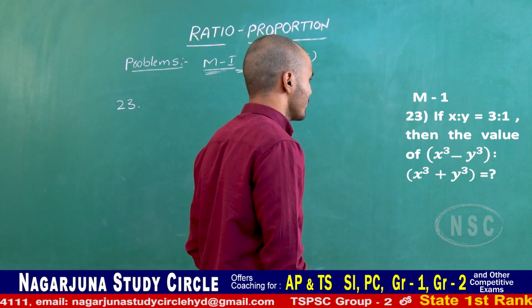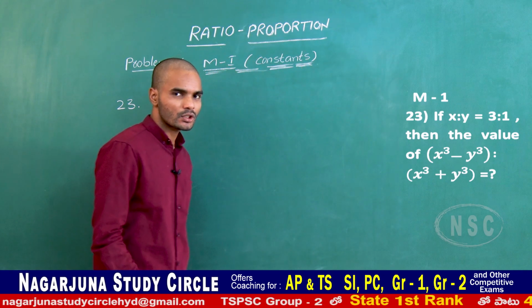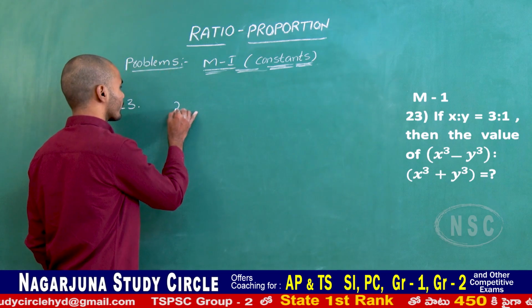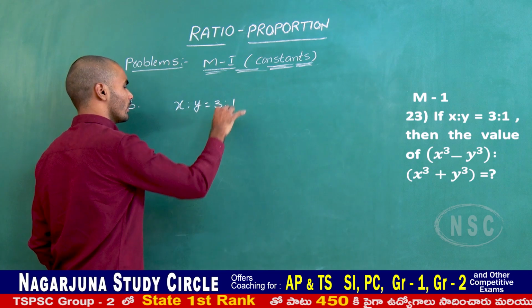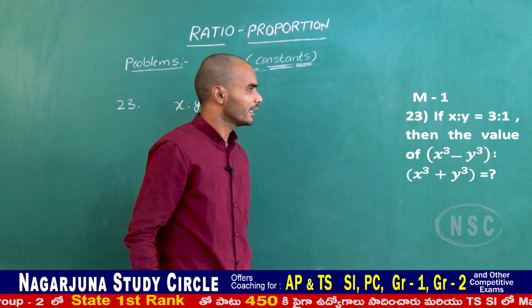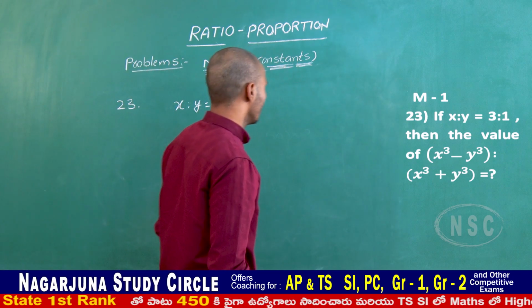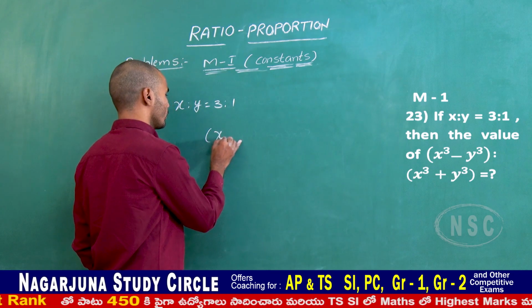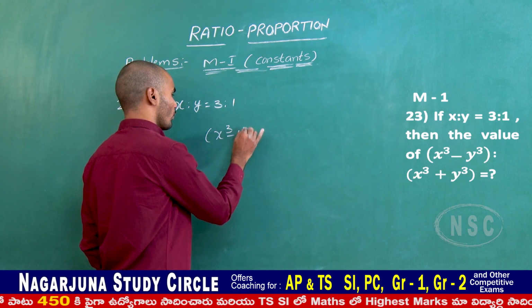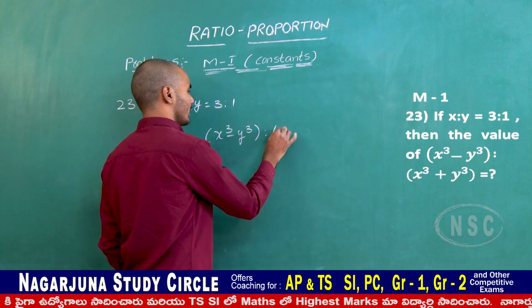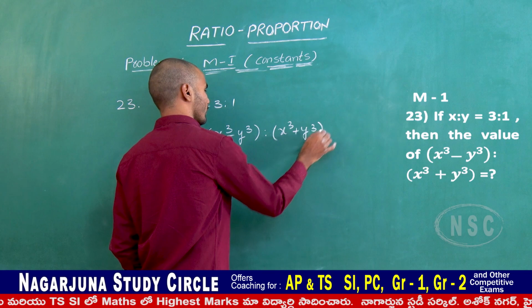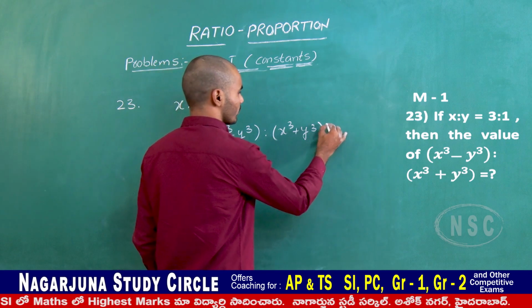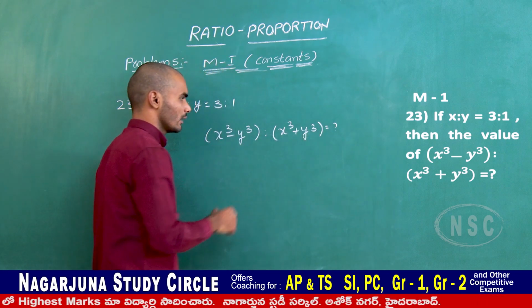The given question is x is to y is equal to 3 is to 1. Then find x cube minus y cube is to x cube plus y cube is equal to question mark. This is the given data.